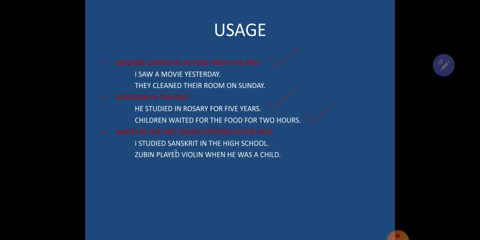Habits in the past, which were stopped in the past, like I studied Sanskrit in high school. That is studied, and now no more Sanskrit is studied. Zubin played violin when he was a child. So he is not playing violin now, or he doesn't play it now, but it was something which used to happen in the past, that is conveyed by simple past tense.